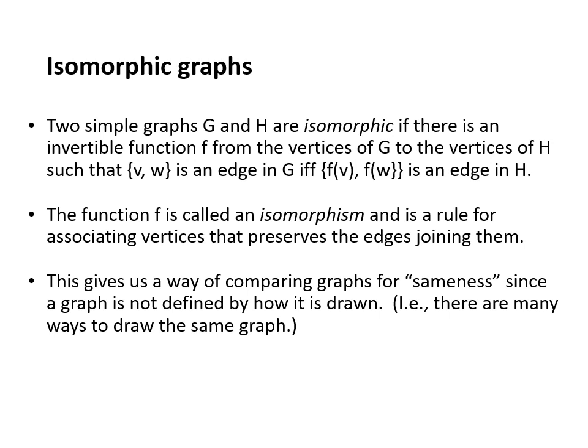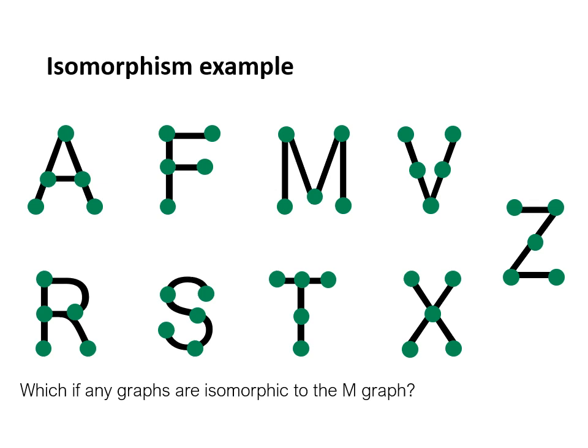This function f is called an isomorphism and is a rule for associating vertices that preserve the edges joining them. This gives us a way of comparing graphs for something we call sameness, since a graph is not defined by how it is drawn, meaning there are many ways to draw the same graph. Okay, so here are a bunch of example graphs.